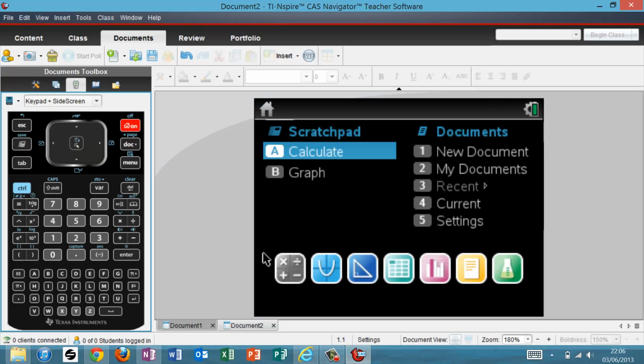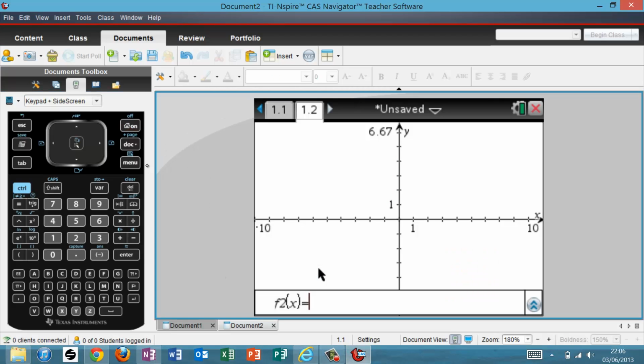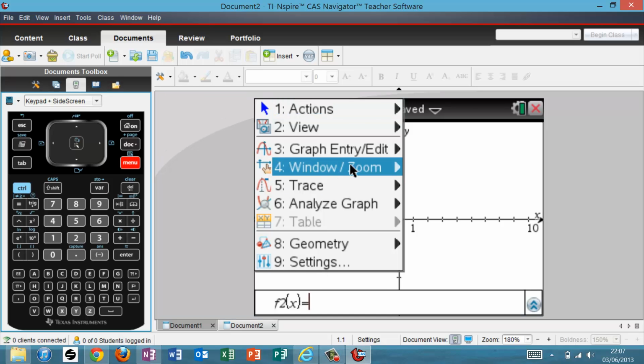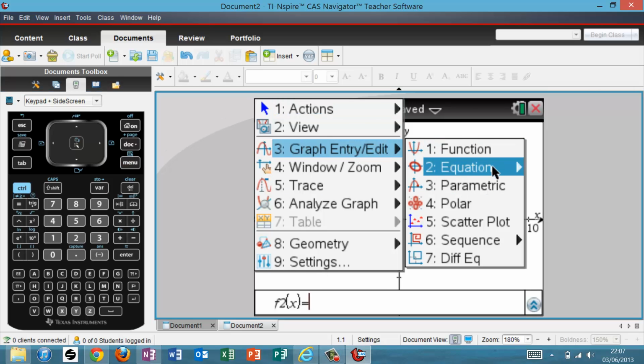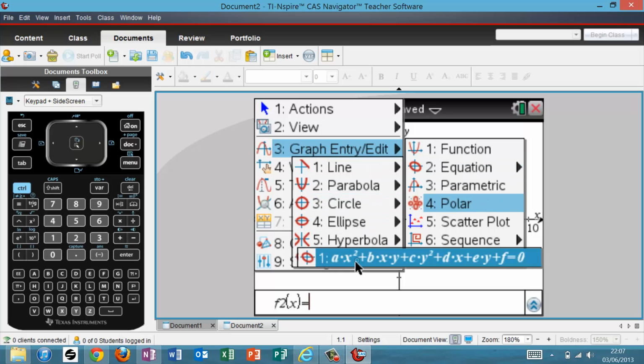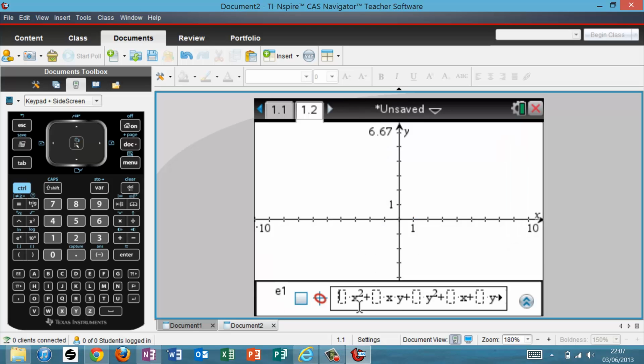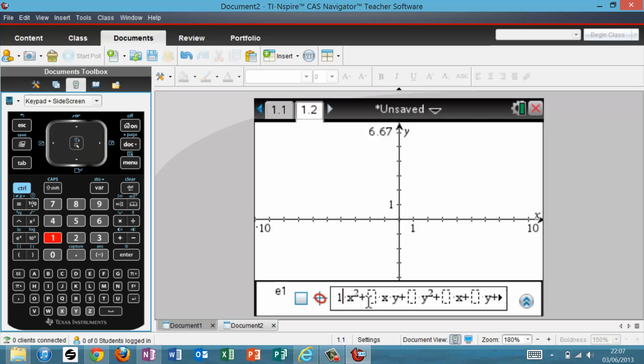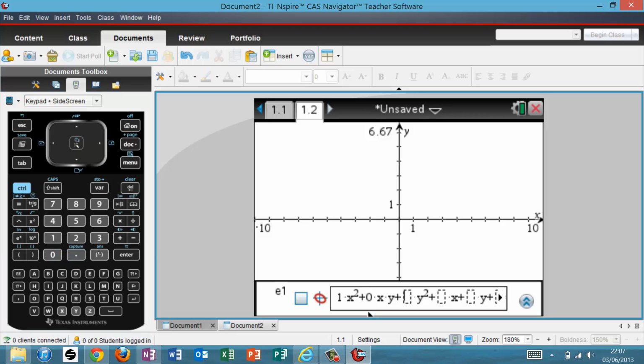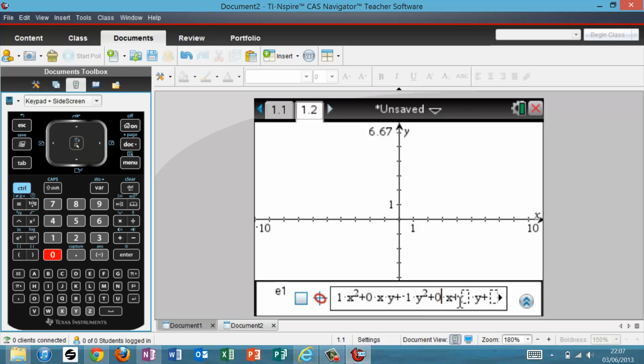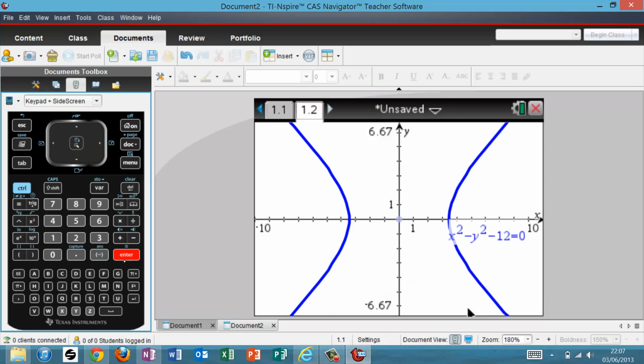So let me go home, create a new graph. Let's go to menu, go to graph, entry, edit, go to equation. Let's do a general conic. And my first one is 1x squared plus 0xy minus y squared, so I'm just going to put a negative 1, 0x, 0y, and if I move the 12 over, it becomes a negative 12. Enter. I have a hyperbola, exactly what I expected.